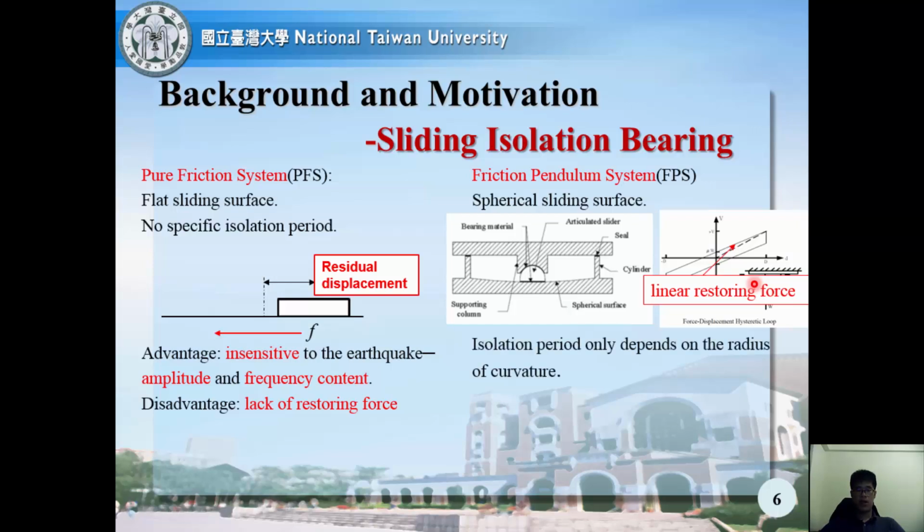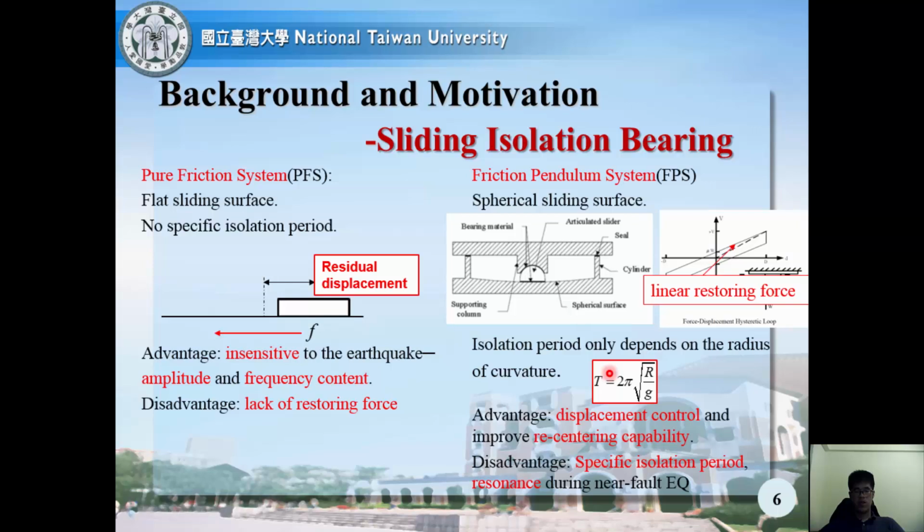Also, the isolation period depends only on the radius of the curvature, and the period may be written in this form. From this form, we can see that the period is independent of the weight of the superstructure. The FPS has the advantage of better displacement control, and it improves the recentering capability compared with the PFS. However, it also sacrifices the advantage of the PFS, which has a specific isolation period, and this may cause the FPS to have a resonant phenomenon during a near-fault earthquake or a low-frequency content earthquake.